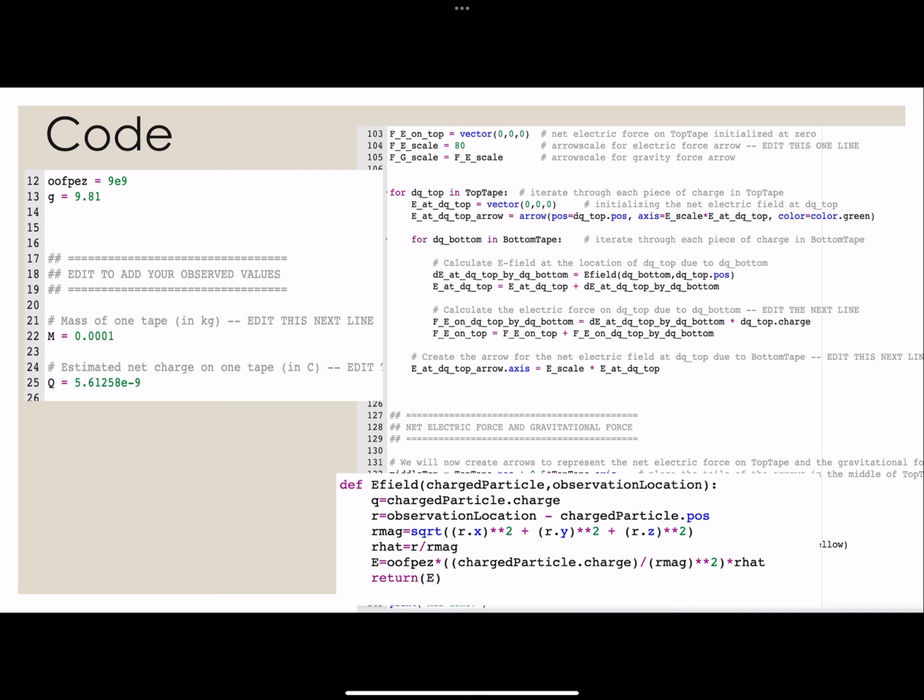To generate the electric field, I used the formula that I stated earlier. You need the charge, you need the R, which is the distance from the observation location to the particle. You also need the magnitude of R and the position vector. And you plug that into the electric field formula that I stated earlier.